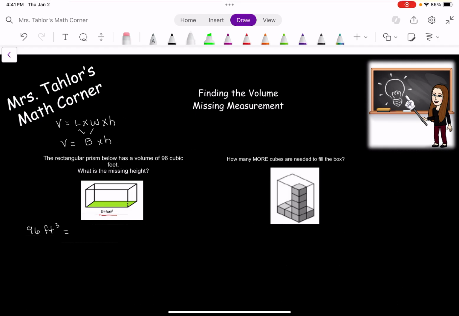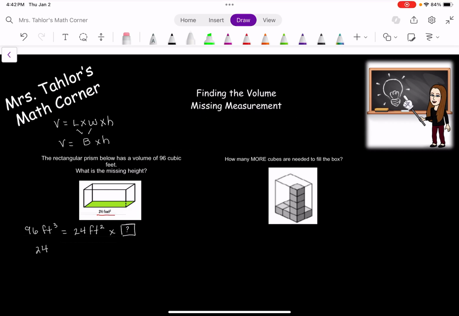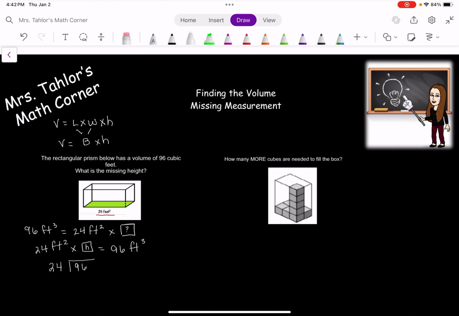So I can fill in base as 24 feet squared times the unknown dimension of height that I have to find. I can switch things around and say 24 feet squared times the unknown height equals the volume of 96 feet cubed. I know that the inverse, or the opposite of multiplication, is division. So in order to find this missing height, I'm able to take the total volume of 96 feet cubed and divide it by the base of 24 feet squared.